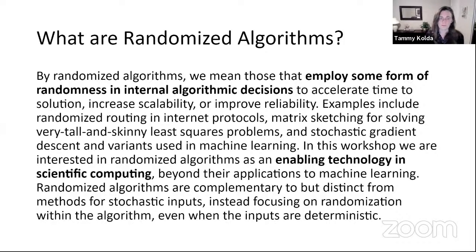And then we want to differentiate that from the scope of machine learning, which is part of that. They're big users of randomized algorithms, but it's a little bit different. And then also methods focused on stochastic inputs, which are very complementary. These may be part of what randomized algorithms are used for, but these could work even if the inputs are deterministic.